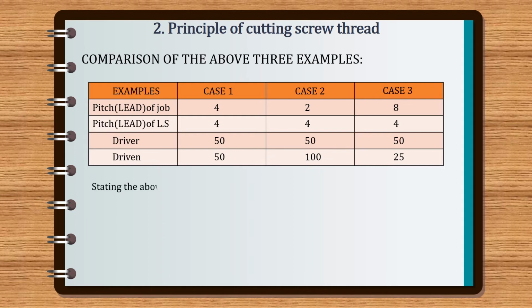Stating the above in a formula: the gear ratio is equal to driver by driven, which is equal to lead of work by lead of lead screw. And last, we are going to see some solved examples.